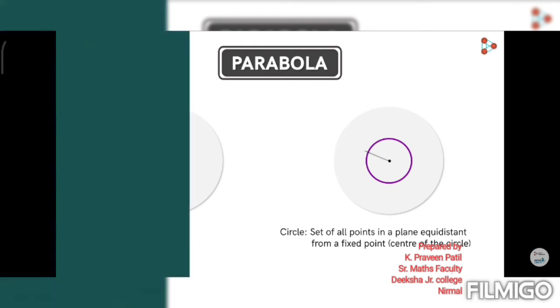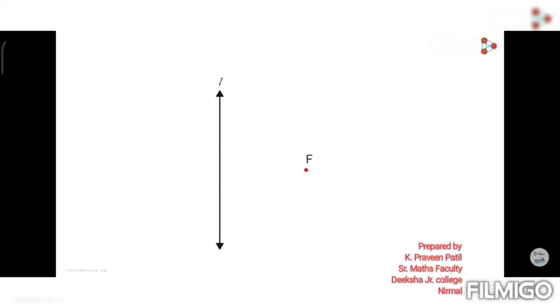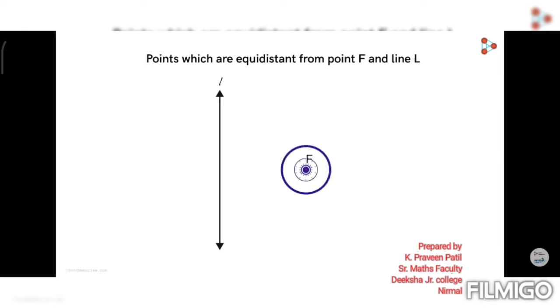Let us see how. Let's take a point on a plane and name it as point F. Also, let's take a straight line and name it L. Now please listen carefully to what I'm going to say next. We will now consider points which are at an equal distance from point F and the line L. Are there any such points on this plane?